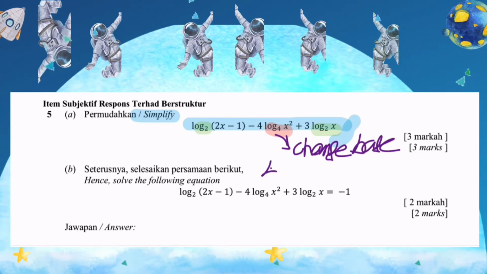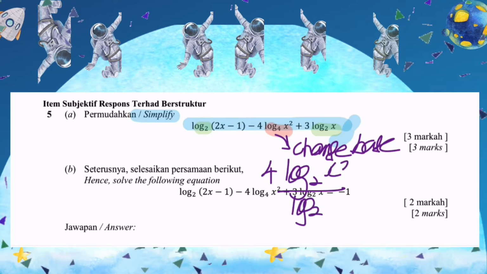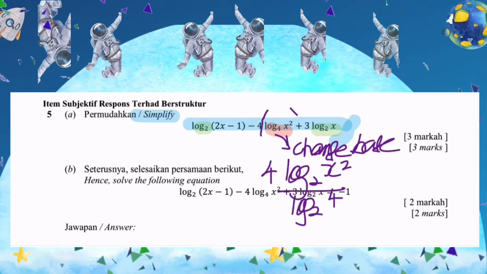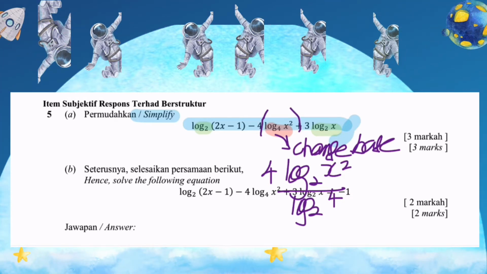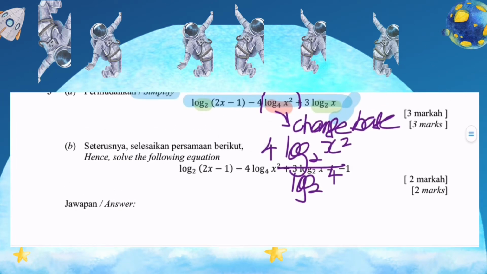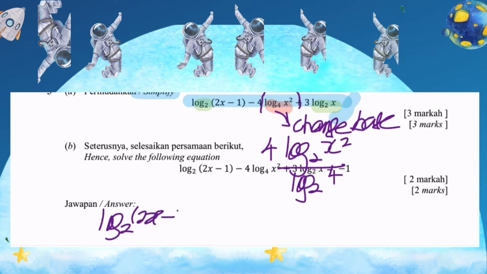Now we are going to change base 4 to base 2. How to change a base: we write the new base, log base 2, and then we substitute the x squared and the 4. So we change the base by writing the new base, 2, on both the top and the bottom, with the x squared above, and the old base now at the denominator.